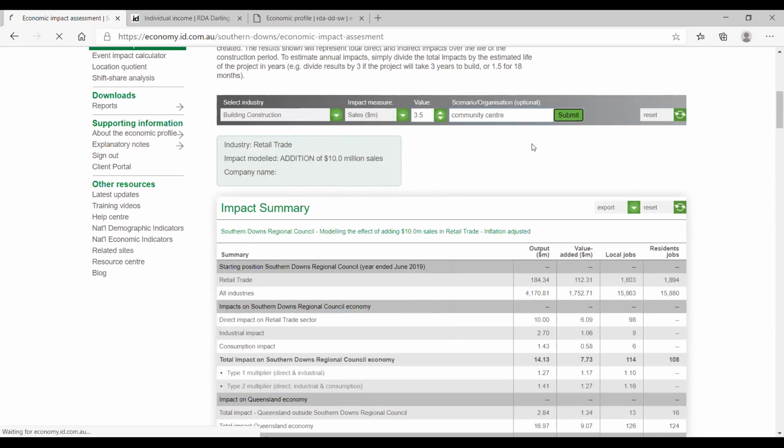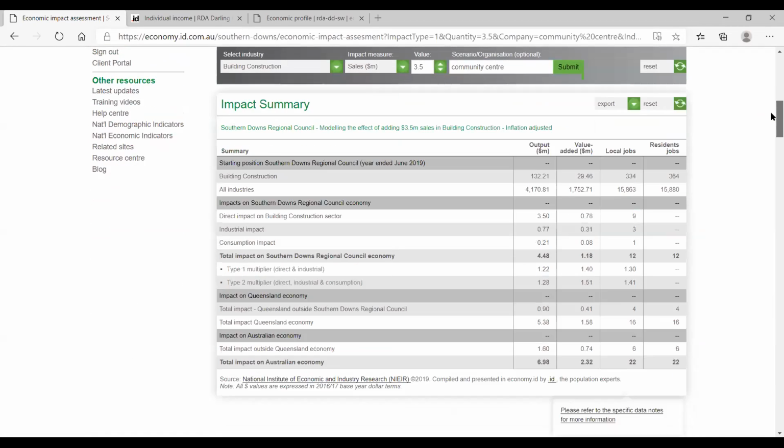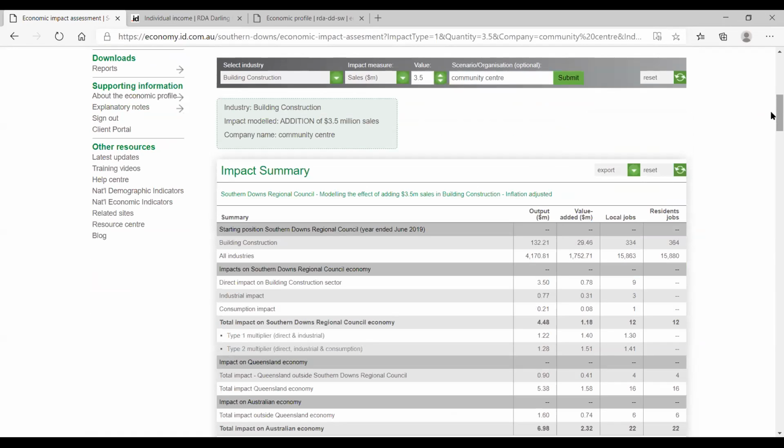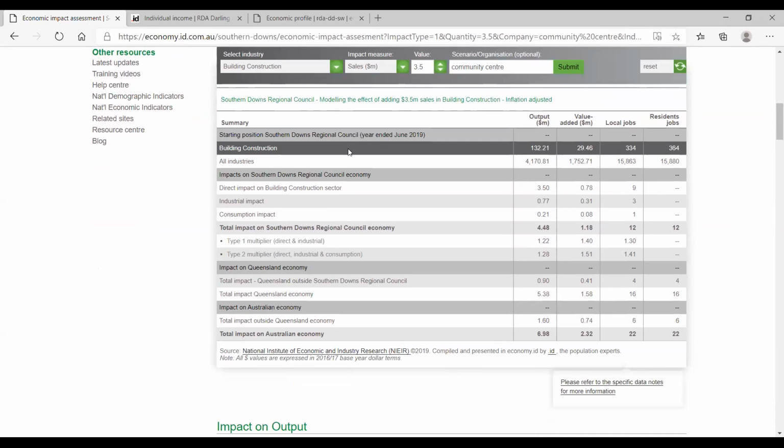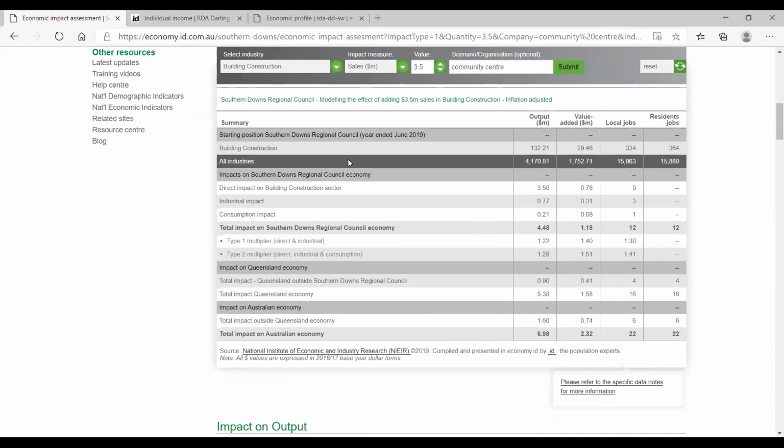Okay, so I'm going to submit that through the model. And what the model's going to do is use all of the data that I just talked about for Southern Downs to enable you guys to create an overview of how that money moves through your economy. So the first thing we can see here is it gives us our starting position of the Southern Downs Regional Council area in building construction and in all industries.